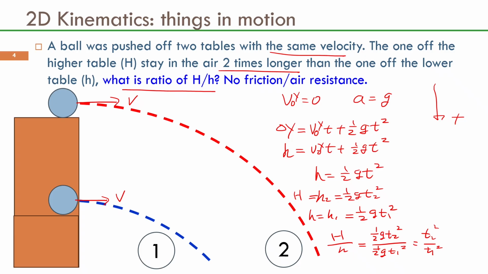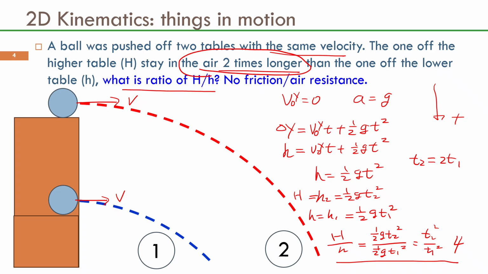And we know that the one off the higher table travels 2 times longer than the one off the lower table. So that means t2 equals 2 times t1. Then this ratio would be 4. In other words, the higher table is 4 times as high as the lower table. So their height ratio is 4.